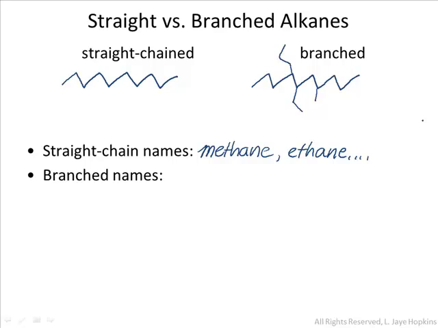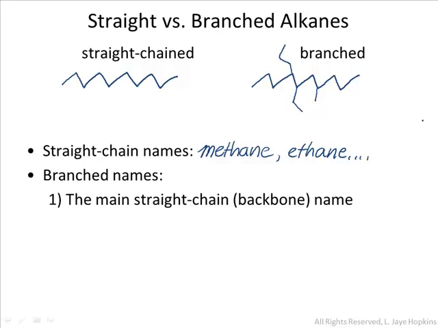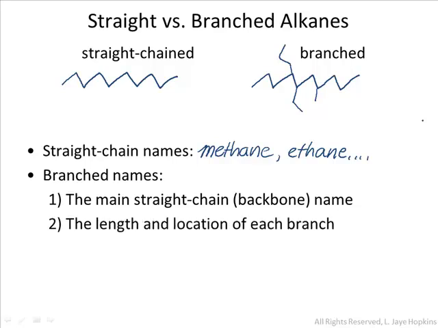So you may think of a branched name as having two parts. One part is the backbone of the molecule, or the straight chain itself. The other part is the information about the branches. And if you think about it, there's really two pieces of pertinent information. One is the length of the branch, how many carbons are in it, and the other is the location of the branch.